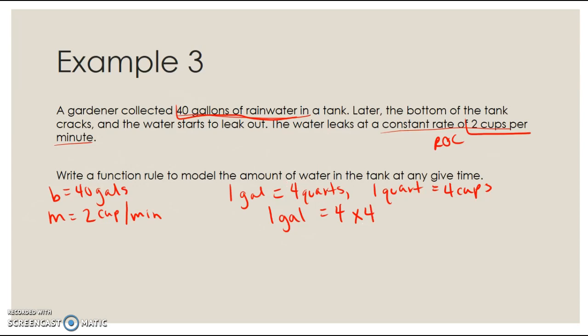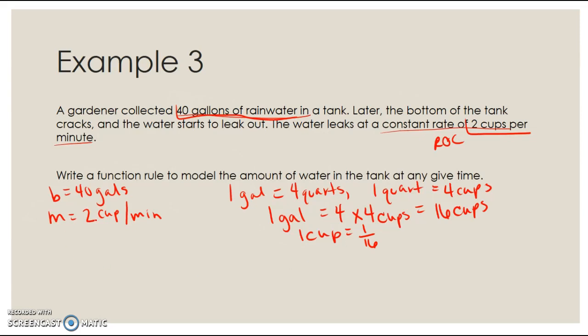So the fact that we have 4 quarts times the fact that each quart is 4 cups, which means 1 gallon is 16 cups. And so when it comes down to it, 1 cup would be equal to 1/16 of a gallon, just to kind of put things into perspective for us.